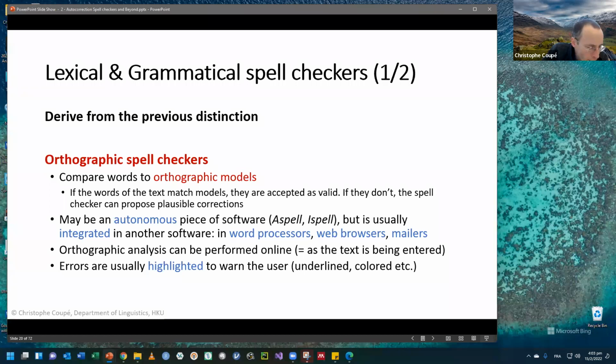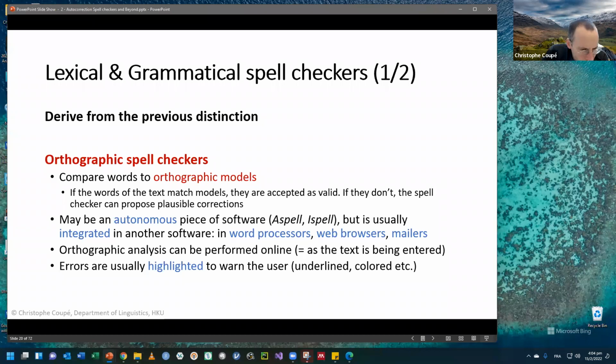So you have software which do that. A-Spell, I-Spell, they are autonomous pieces of software, but usually you find them in word processors or in web browsers or in mailers like Outlook, like Firefox and Google Chrome and all these things, and Word and yet others.